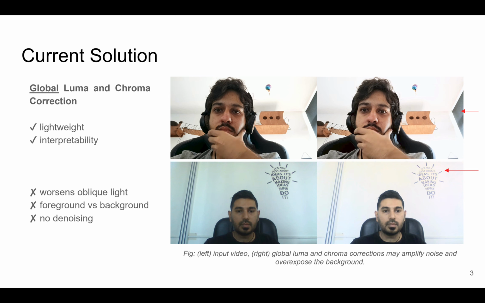However, since this mapping is global, we give more importance to foreground colors, and this may lead to improper exposure of or color shifts in the background as seen in the videos. Moreover, it does not tackle denoising at all, and in fact, it may make noise more noticeable when it boosts Luma.